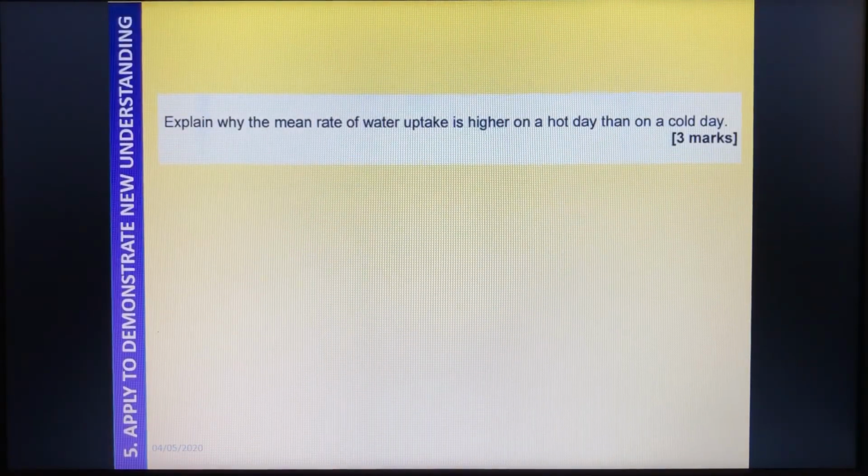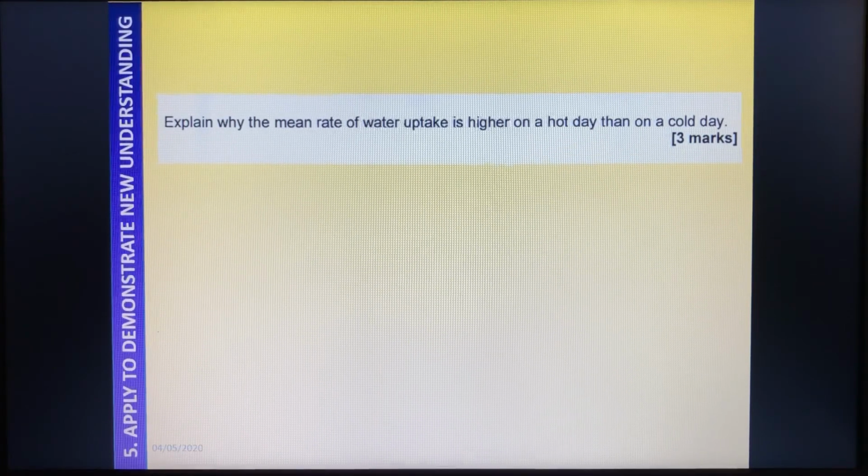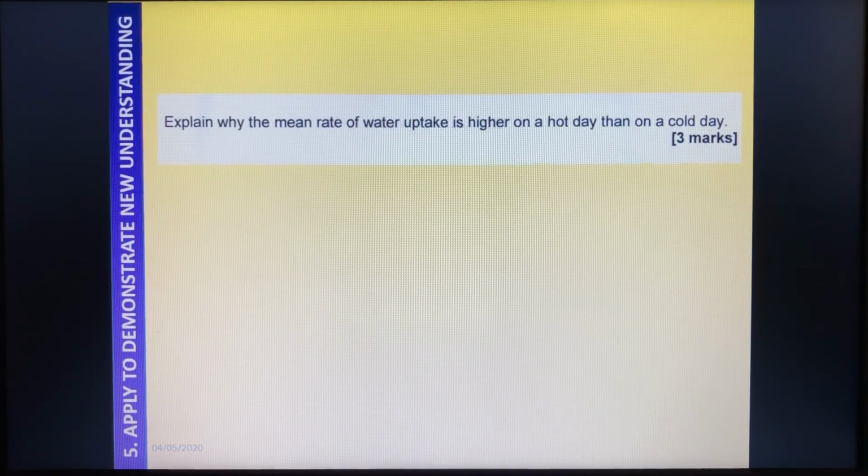Last slide for today then. A quick 3-marker to finish our lesson. Explain why the mean rate of water uptake is higher on a hot day than on a cold day. So why is it that more water is taken up through the roots on a hot day than on a cold day? It's a 3-marker, so we need to give ourselves 3 minutes for this one. Try and give it a go. Don't just skip straight to the mark scheme. To give that a go you need to pause the video now.